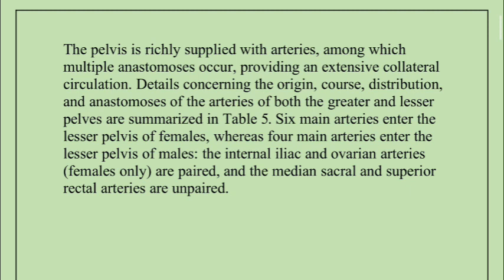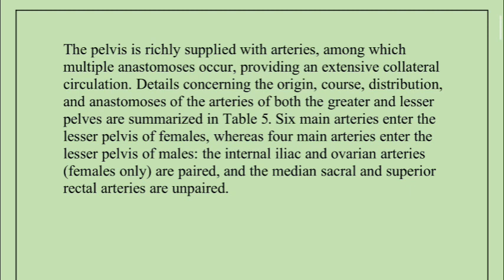You have 6 main arteries that enter the lesser pelvis in females. Then in males, you have 4 arteries that enter the lesser pelvis. The internal iliac arteries, you have the branches of internal iliac arteries in females. Then you also have the ovarian arteries in females as paired arteries. The arteries that are branches of internal iliac arteries also supply the females. So you have 6 arteries in all supplying arterial blood to the pelvis in females.